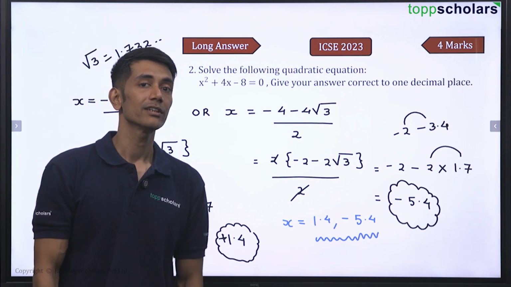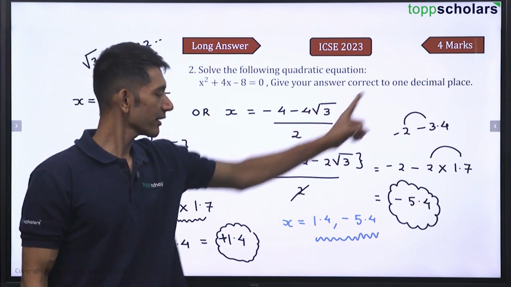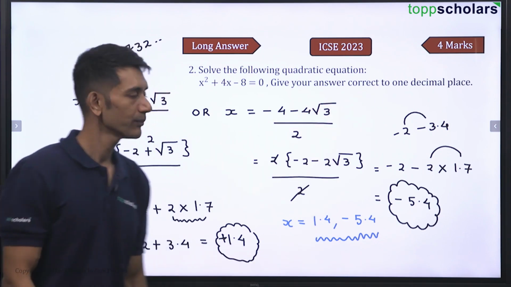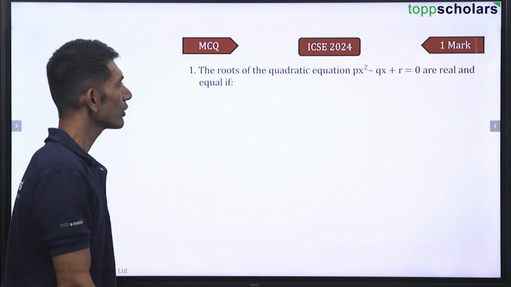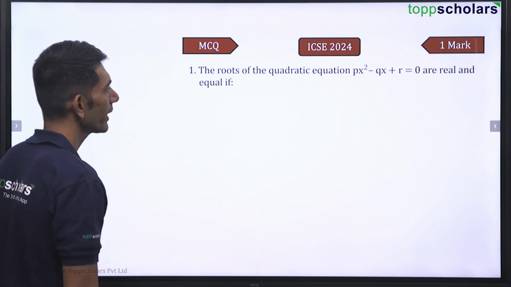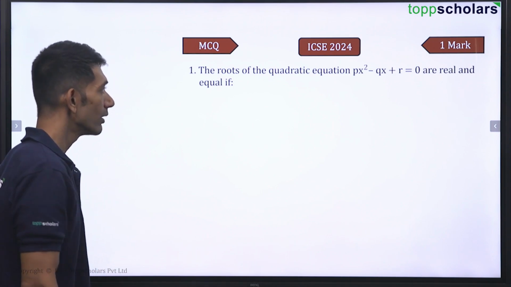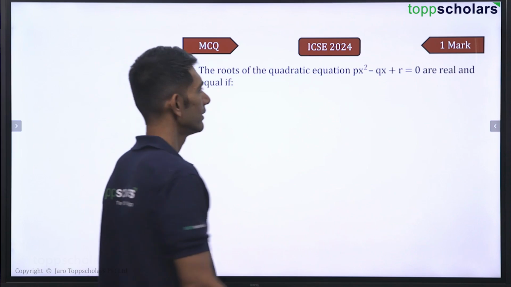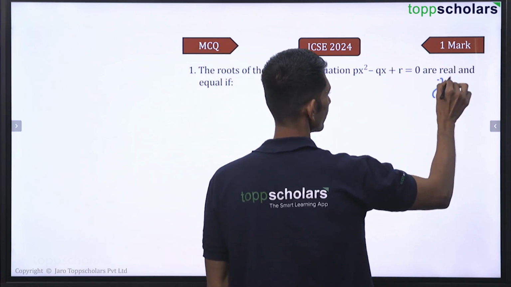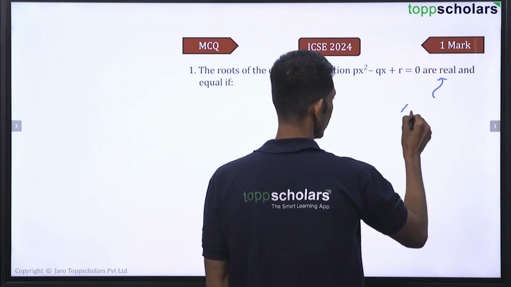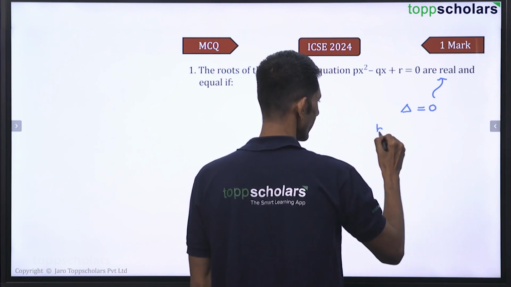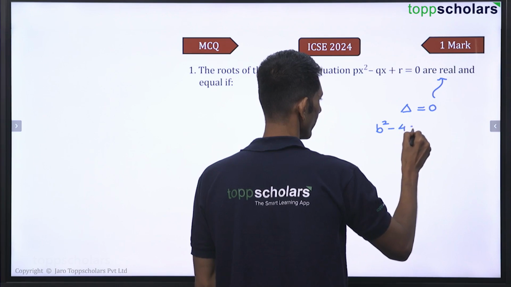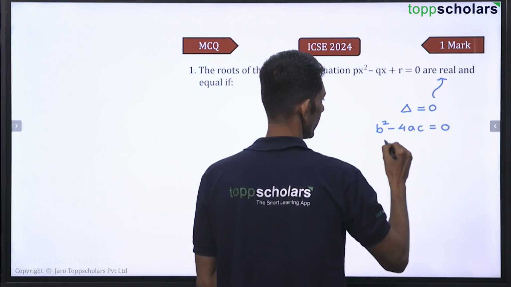I hope this question is clear to all of you. Whatever they are asking, you do it accordingly only, right? Okay, let's continue with a new question. It says, if the roots of the quadratic equation px square minus qx plus r is equal to 0 are real, the roots are real. Roots are real means what? The discriminant is 0. By the way, this is called as discriminant, which is nothing but b square minus 4ac is equal to 0.